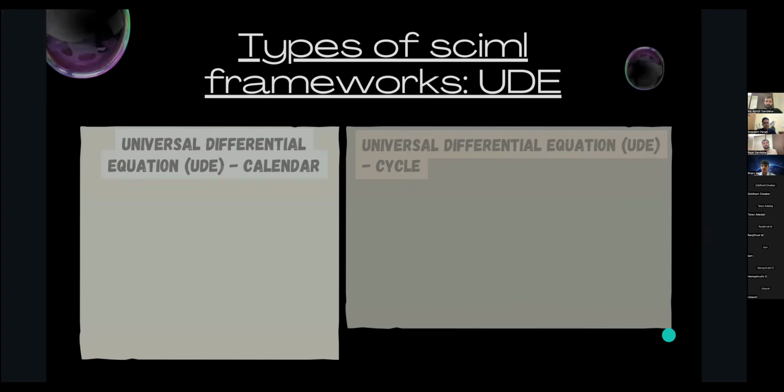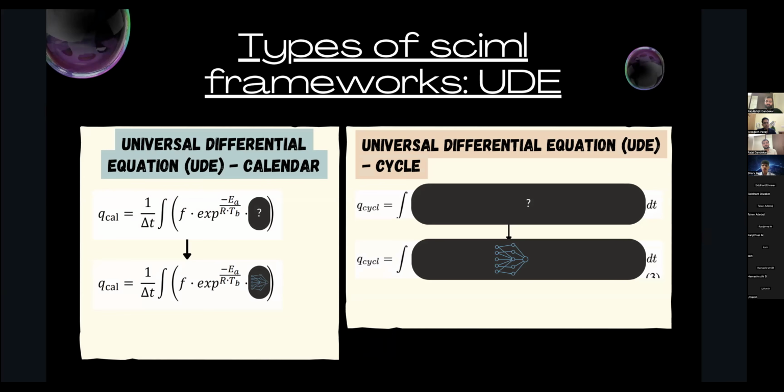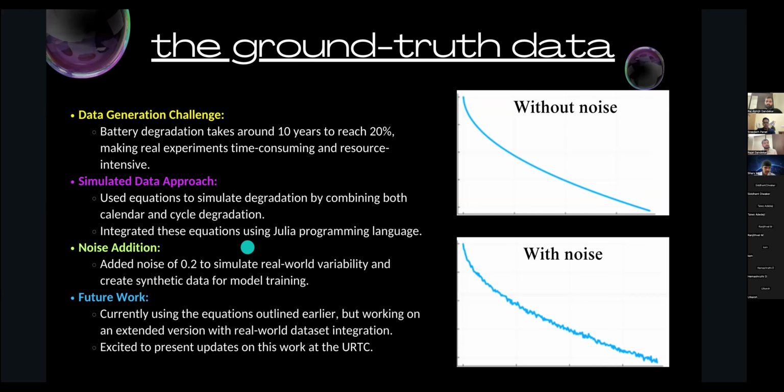However, sometimes we don't know all the rules perfectly, and that's where UDEs come in. They add a learning component to fill in the gaps where the science might be unclear. So UDEs are like combining what we know with smart guessing to create more accurate models of how things behave. And we can replace any term or multiple terms with neural networks. For example, in this calendar degradation, we chose to replace the square root of t term over here.